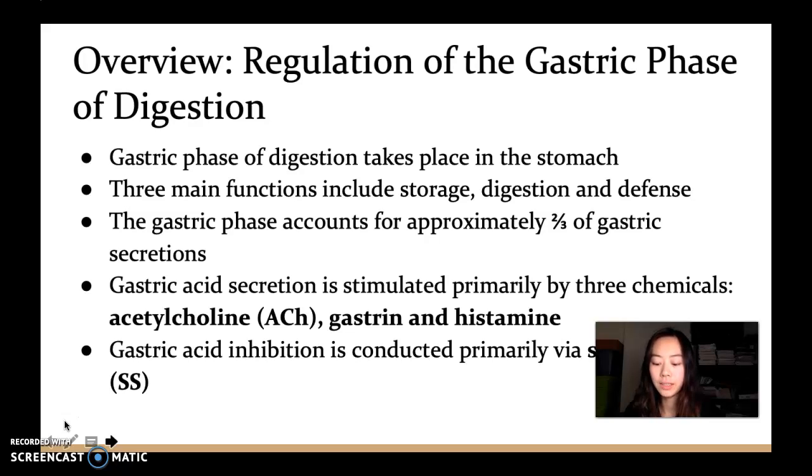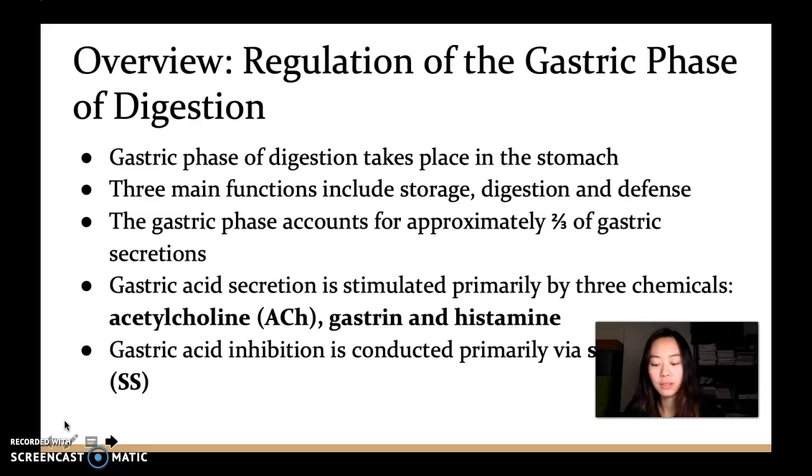The gastric phase of digestion takes place in the stomach, which is the organ where contents of the esophagus, known as chyme, will travel to, and from the stomach, the chyme, which becomes then a food bolus, will travel to the small intestine. The three main functions of the stomach include storage, digestion, and defense. The gastric phase accounts for approximately 2/3 of gastric secretions in the digestive system.